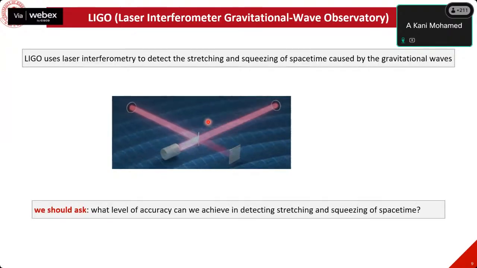Whenever we talk about a quantum sensing technique, the first thing we should ask about is the sensitivity of the instrument that we are going to use. Here we have to ask what level of accuracy we can achieve in detecting the tiny ripples of space-time, the stretching and squeezing of space-time, by using this interferometric setup.